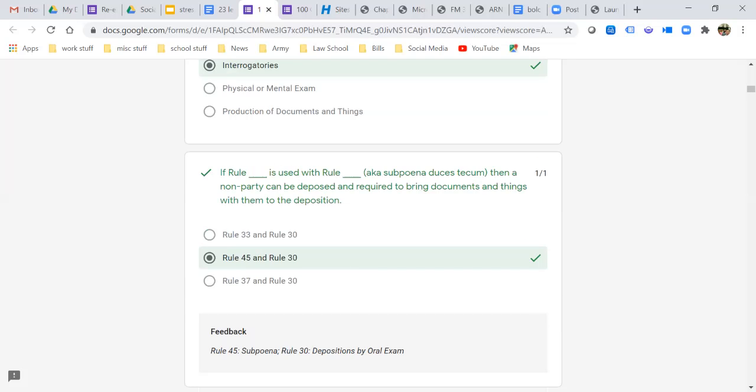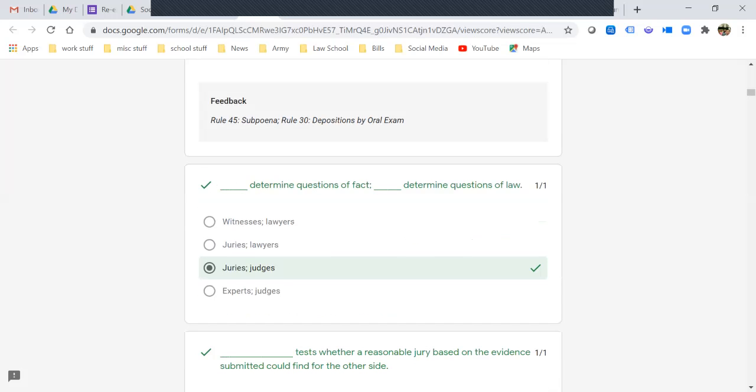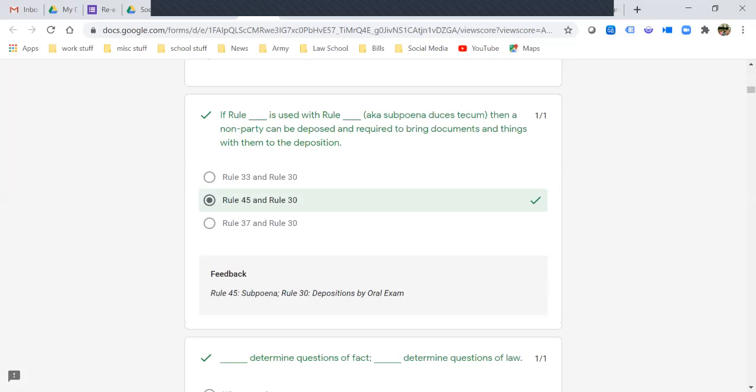All right, Rule 45, when used with Rule 30, also called subpoena duces tecum, is when a non-party can be deposed and required to bring documents and things with them to the deposition. So again, you combine Rule 45 with Rule 30, and you can depose someone and then also require them to bring documents. So Rule 45, just to get back on this one, is the subpoena process. Rule 30 is deposition by oral exam.